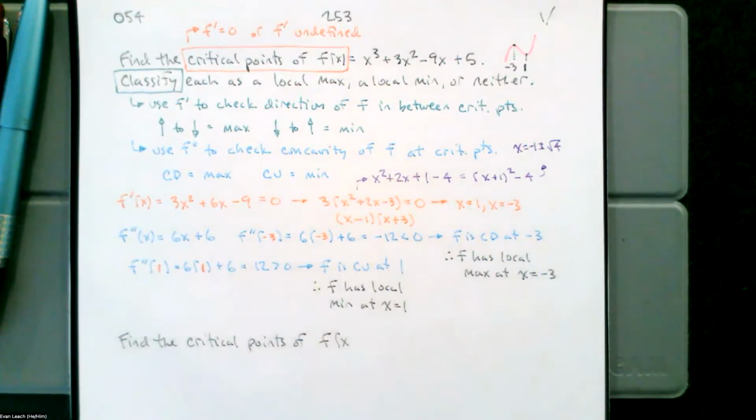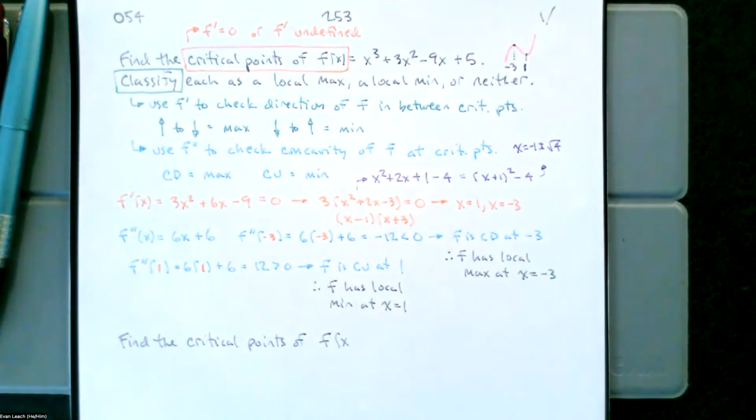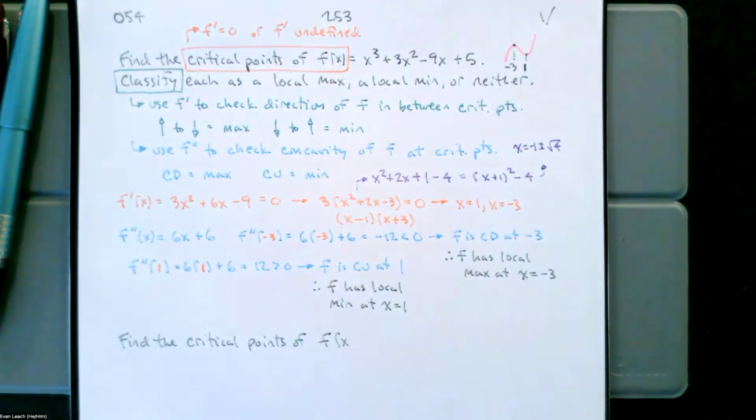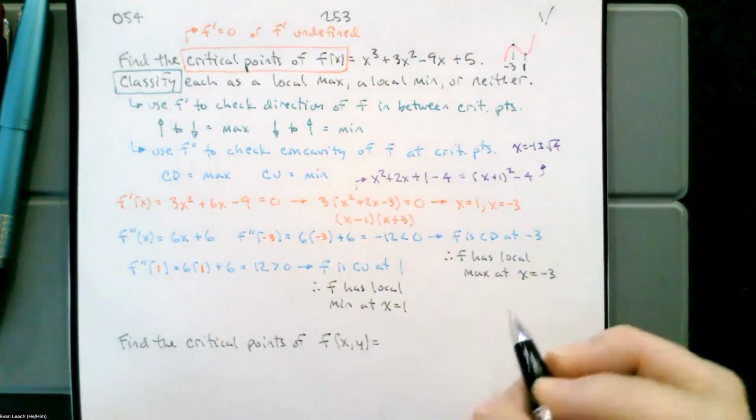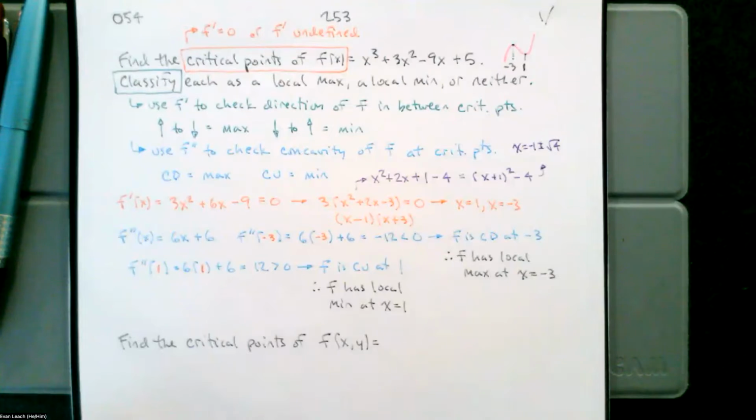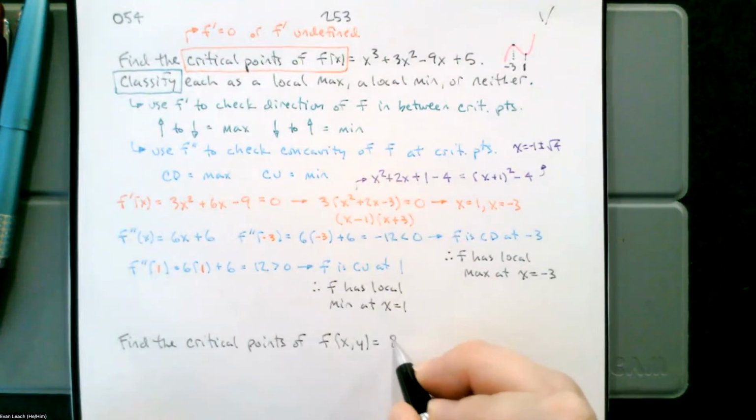Now the next part is super predictable. There are no surprises here. I'm not going to say f of x equals. I'm going to say f of x, y equals. Ooh. But I'm definitely stealing a function, so it'll work out the way I want it to.